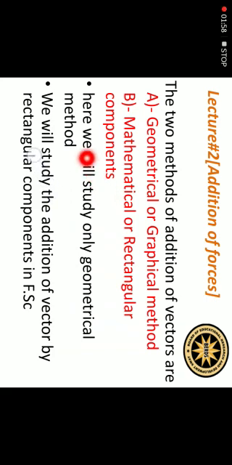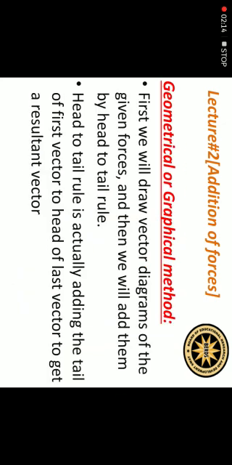higher class. Here we will study only the geometrical method because that is in your book, and the other one, mathematical or rectangular components, is not a part of your book. That is actually in first year part first of FSC. So we will study it later in the higher classes.